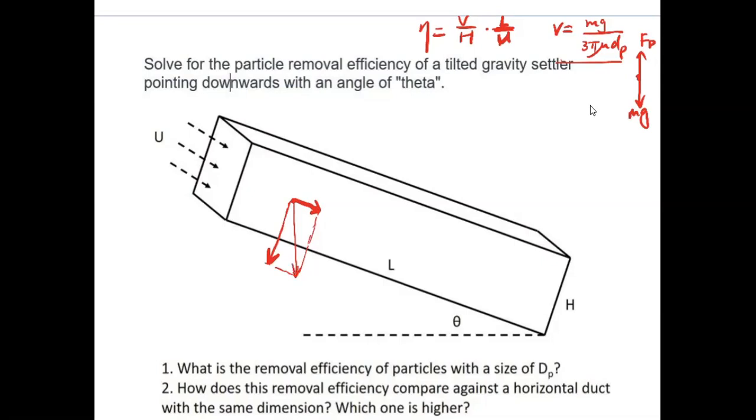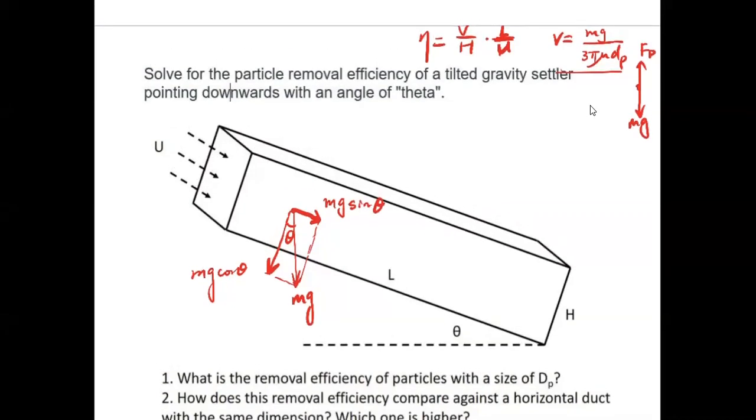If we separate this gravity, m g, and we know this angle is theta, this component is going to be m g cosine theta, and this one is going to be m g sine theta. Now, how do we calculate the efficiency? We use the same form of the efficiency. Let's forget about this angle and treat it as a horizontal duct, with the observer looking in this way.